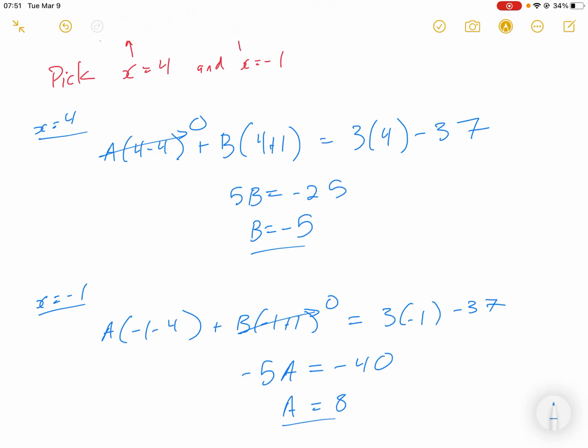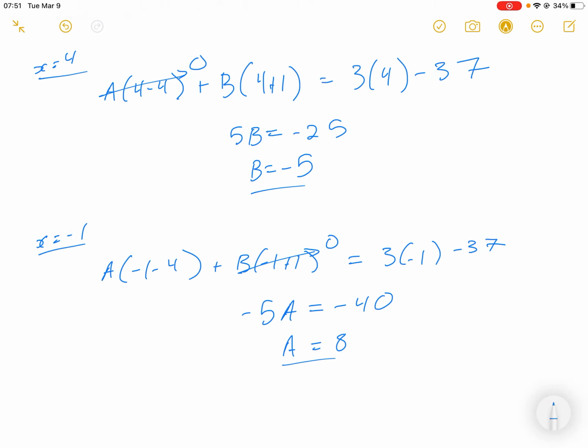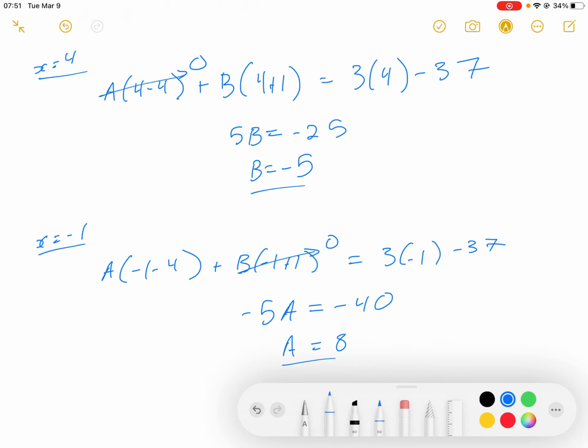So you notice I still get the same answers, and then you can go from here and write down your final answer. I think this looks a little bit cleaner and sort of makes sense, but in the end you're still doing a similar amount of work.